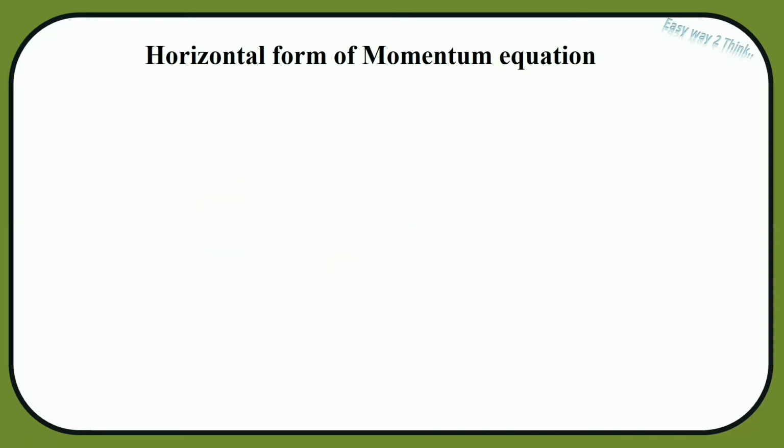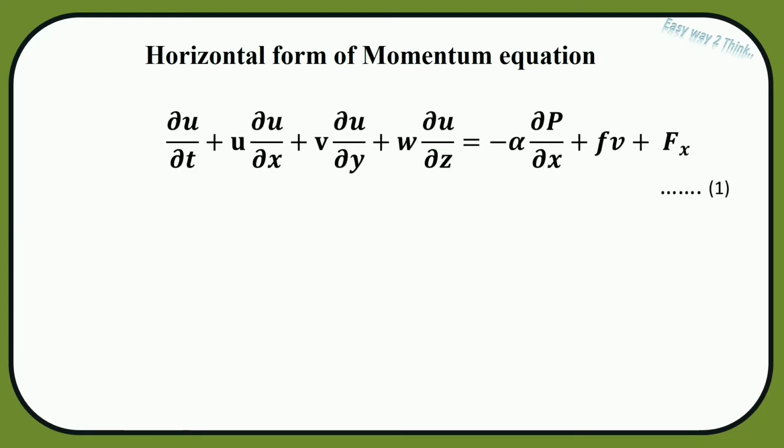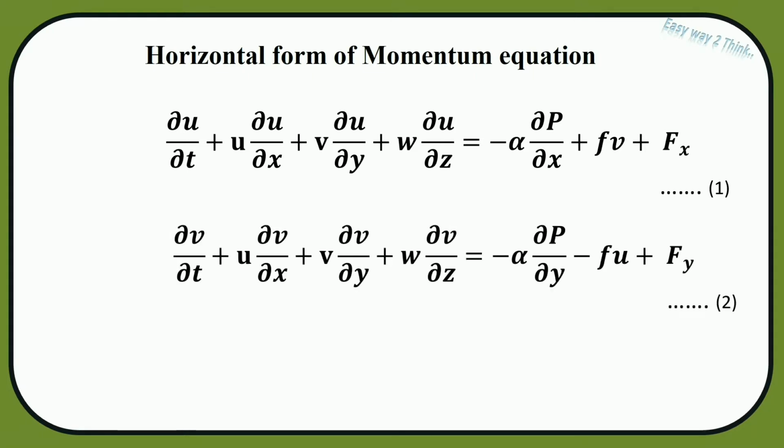The given horizontal vector form of the momentum equation is written in zonal and meridional form. This equation represents the zonal momentum equation, whereas this equation represents the meridional momentum equation. This represents the local rate of change of the zonal and meridional velocity components.